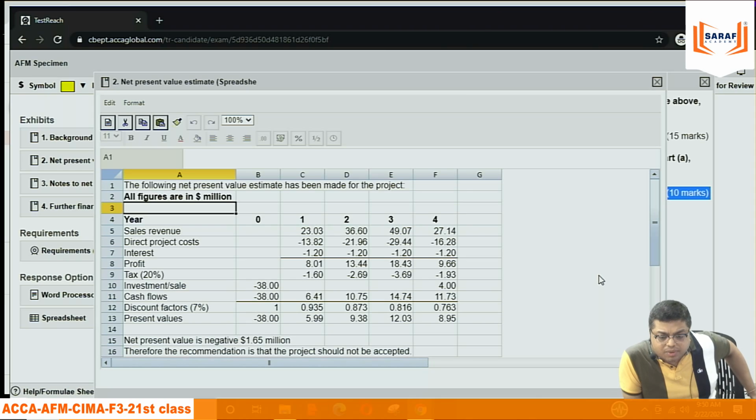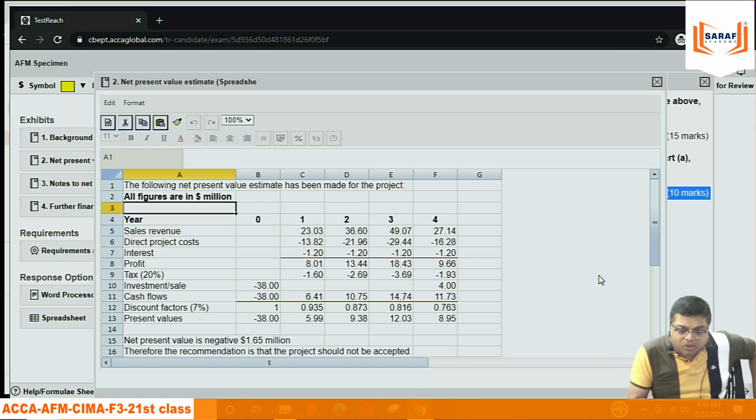So one mistake is understood. Profit, tax, investments. Now depreciation is nowhere written. Whether they have calculated tax properly or not, I don't know, because the tax cannot be calculated on 8.01. The tax will be calculated after deducting depreciation, which is taxable depreciation. On that you need to calculate tax. Need to check investments and sale, cash flows, discounting factor, present value.